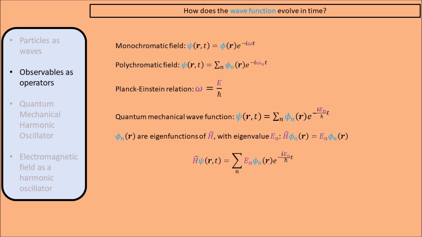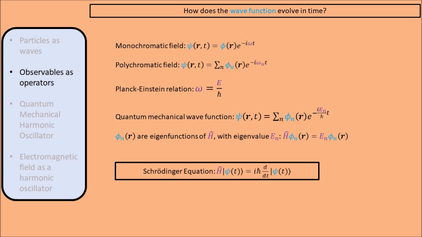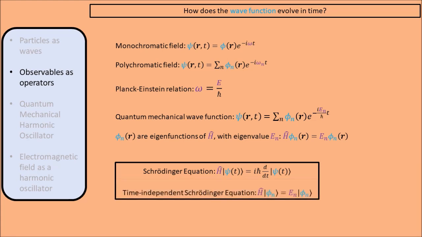The factor of E_n can also be obtained by taking the time derivative, and this derivative can be taken outside of the summation. The summation is the same as psi, so we now find the differential equation that describes the time evolution of a quantum mechanical wave function. This equation is known as the Schrodinger Equation. The eigenvalue equation that gives the energies and the energy states is also referred to as the time-independent Schrodinger Equation.